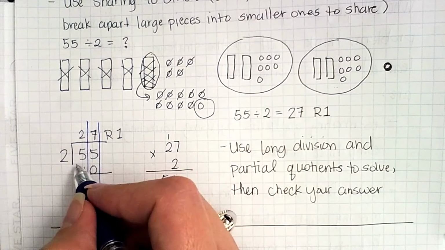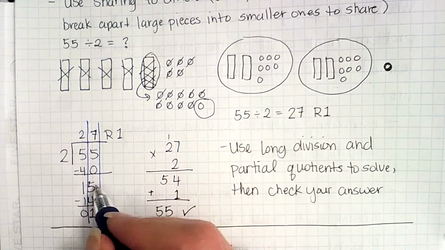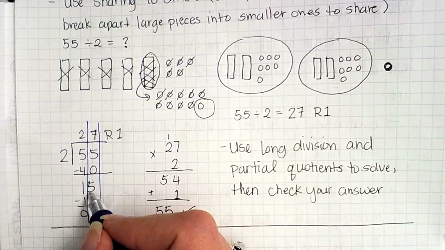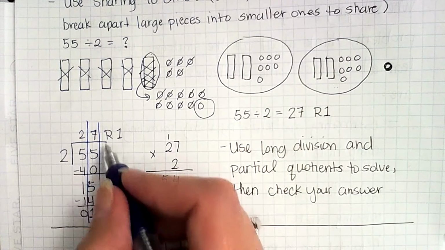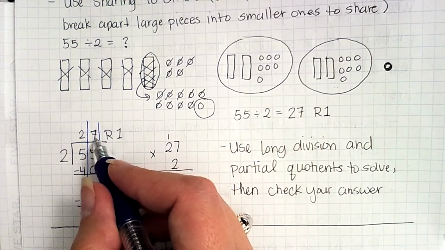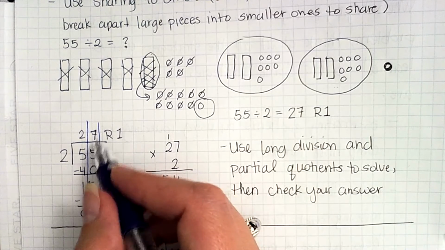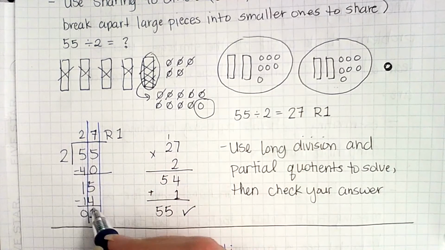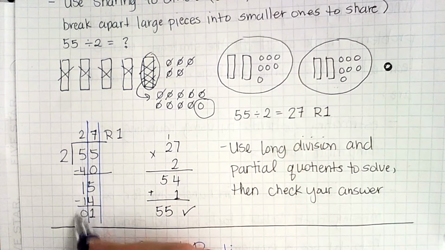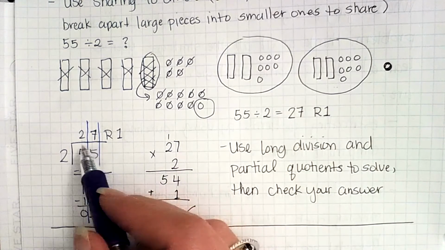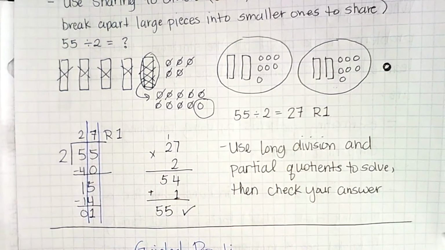So 2 times 20 is 40. So I subtracted off my 40 and I was left with 15 down here. 2 goes into 15 7 times. That goes in the ones place because 7 is a single digit number. 2 times 7 is 14. I subtracted the 14 and I was left with my remainder down here, which is 1. So my answer was 27 remainder 1.